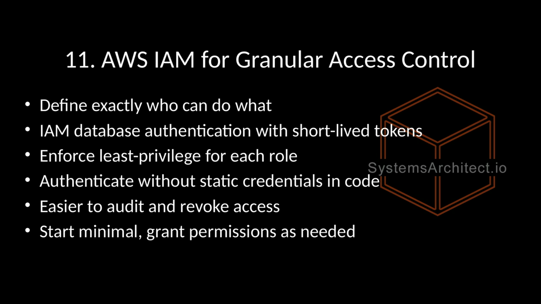11. AWS IAM, Identity and Access Management for granular access control. AWS IAM lets you define precisely who can do what with your Aurora resources, down to specific actions and roles, often through short-lived tokens via IAM database authentication instead of static passwords. What keeps a stolen credential from becoming a bigger problem? Least privilege roles do, since each is granted only what it needs, which makes access far easier to audit and revoke. Start from a minimal policy and grant more only as specific needs arise.